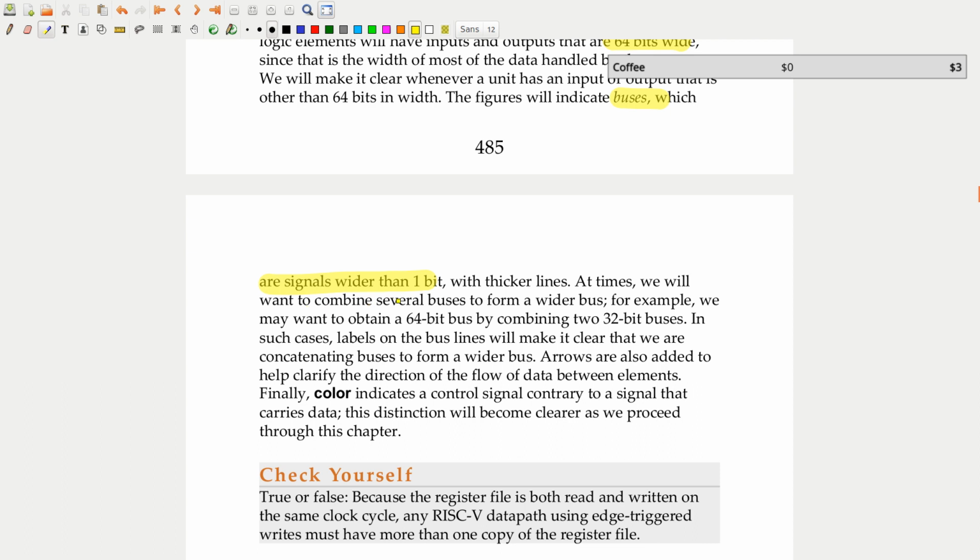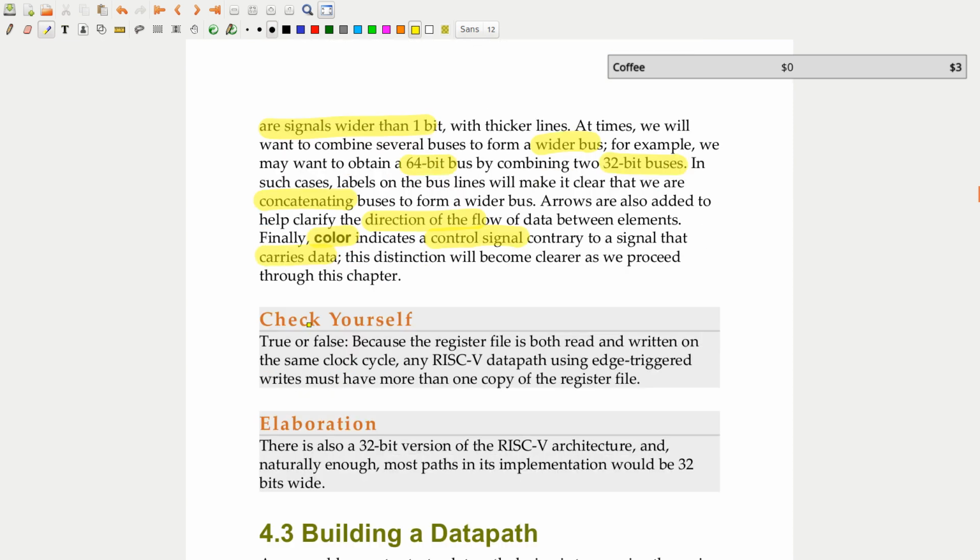At times, we will want to combine several buses to form a wider bus. For example, we may want to obtain a 64-bit bus from two 32-bit buses, so we may splice these together. Labels on bus lines will make it clear how we are concatenating or combining buses. Arrows are also added to help clarify the direction of flow of data between elements. And color indicates a control signal, contrary to a signal that carries data. This will be more important when we start looking at diagrams.